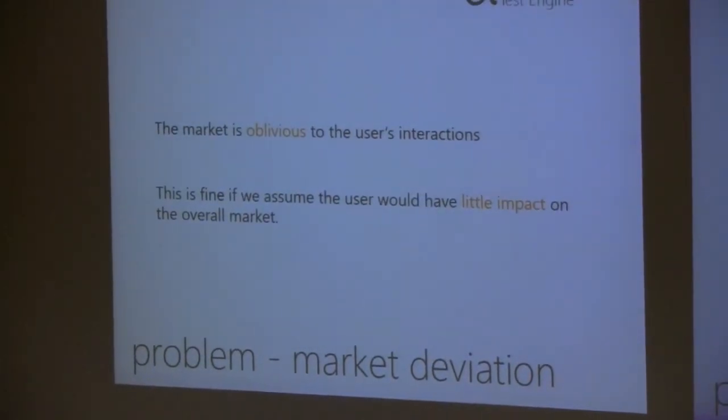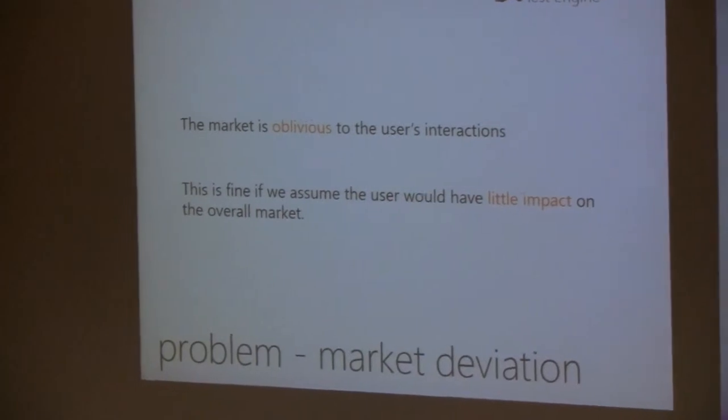The consequence of this is that the market is oblivious to all the user's actions. This means we have to make the assumption that the user's algorithm would have very little impact on the market if it were ever run.